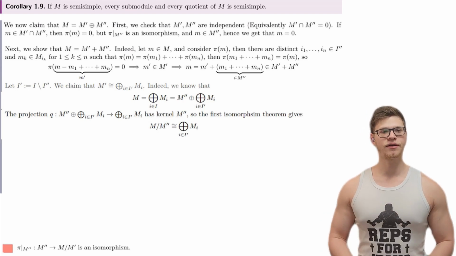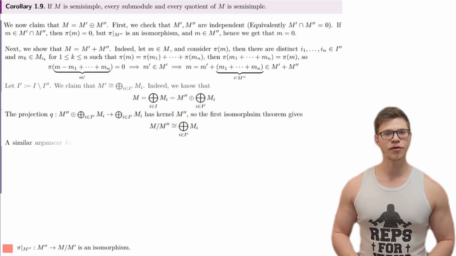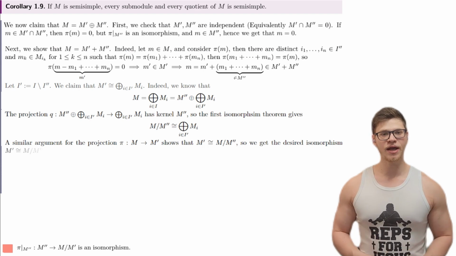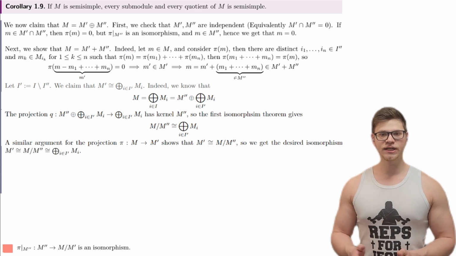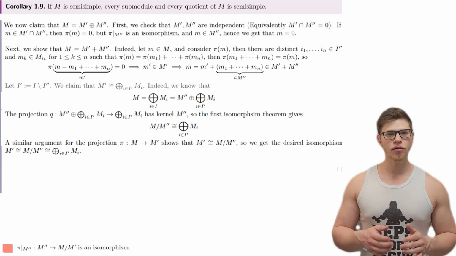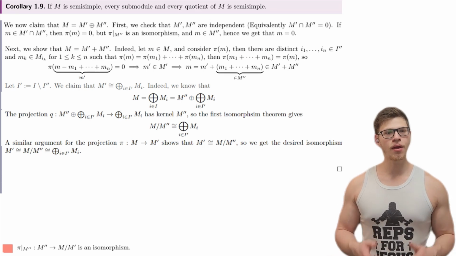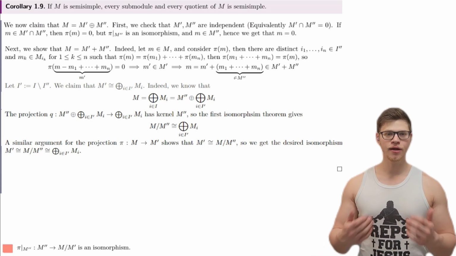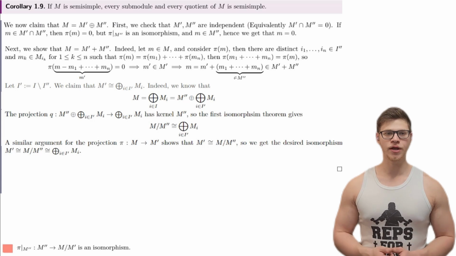A similar argument for the natural projection from the direct sum of M prime and M double prime onto M prime gives us that M mod M prime is isomorphic to M prime as well. So we get the desired isomorphism between M prime and the direct sum over I prime, since they are both isomorphic to M mod M double prime. Hence, M prime is semi-simple, so we are done.